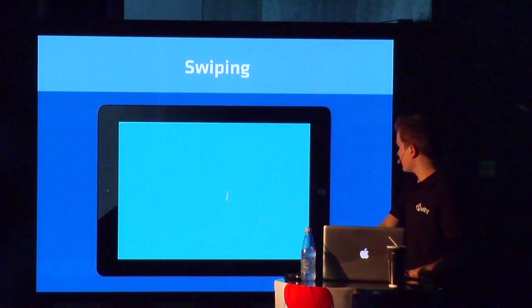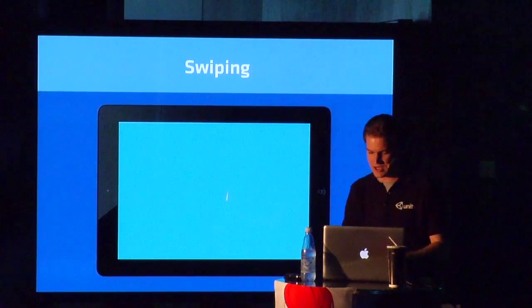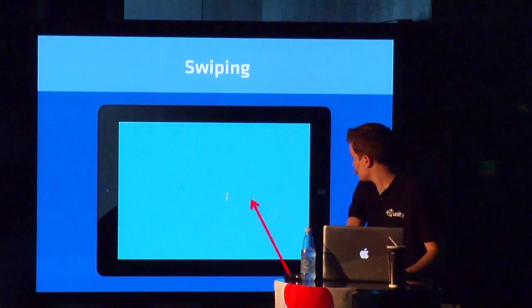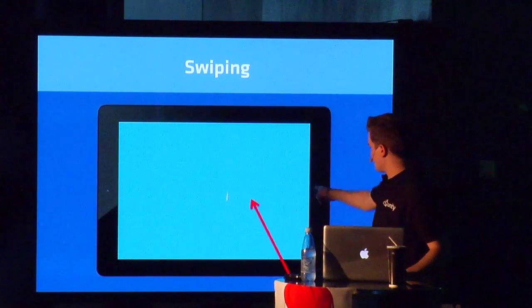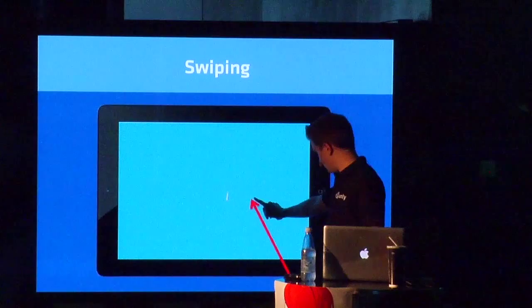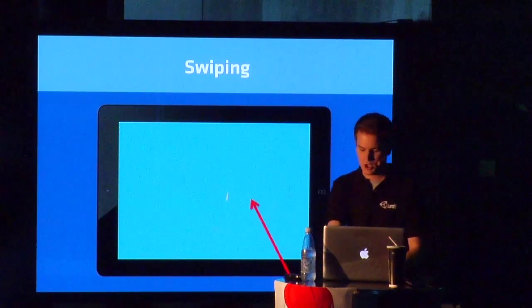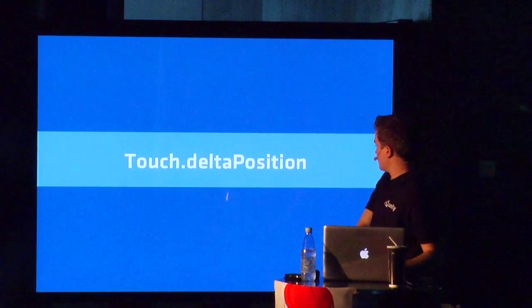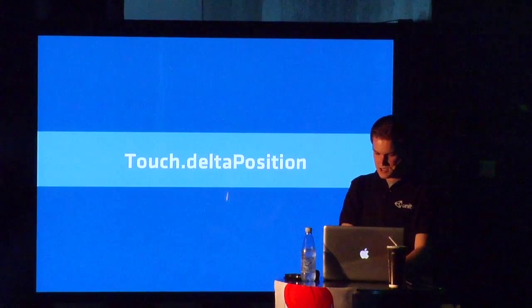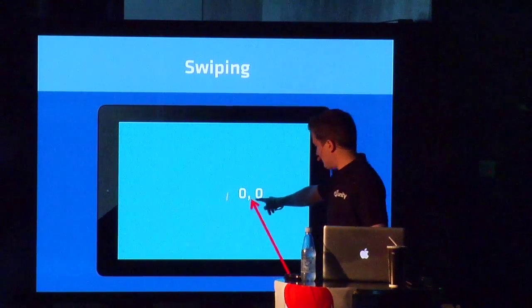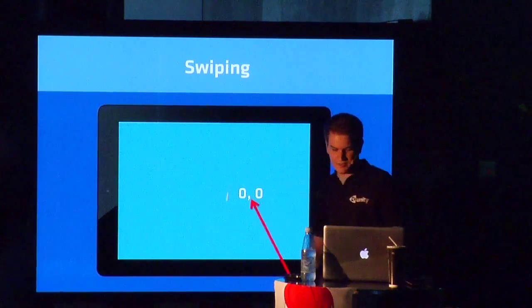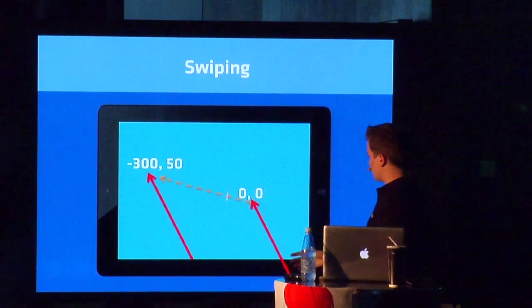There are lots and lots of ways to do this, and everyone has their own particular hack around. So say you want to tap there, and then you want to detect if that finger goes right, left, up, or down, in a direction. Well, the thing you use is touch.deltaPosition. What that does is it gets that point at 0, 0, and then when you move it, it works it out in relation to that point.